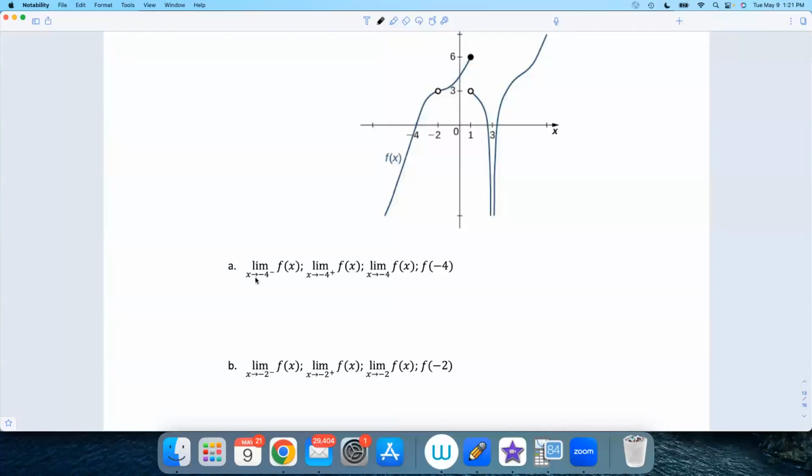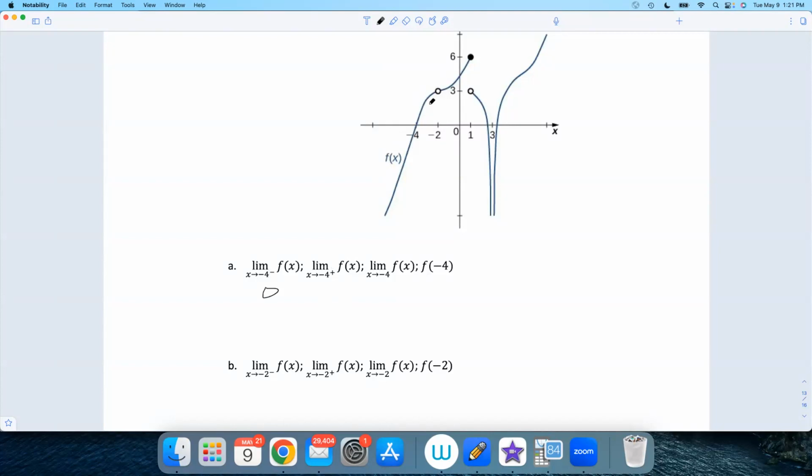This says, well, what's the graph doing as we approach -4 from the left? That little negative there means you're coming from the left-hand side. So I'm coming up. What are my y values getting closer to? 0.